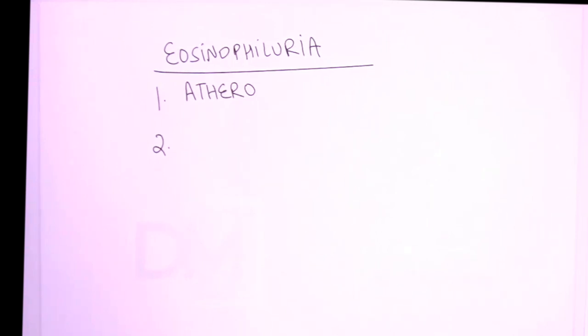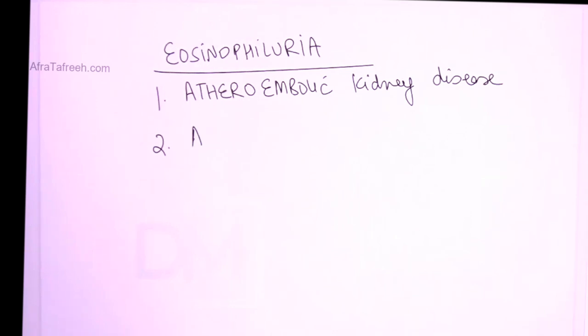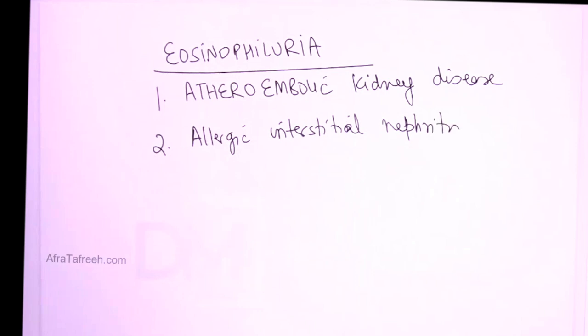If you read eosinophiluria, you have to think in terms of two possibilities which will be described in the subsequent lectures: atheroembolic kidney disease, a complication that is seen with coronary angiography, and the second cause, which is easier to remember, allergic interstitial nephritis. So I repeat my statement: if it says eosinophils in the blood and there is hematuria, then it is schistosomiasis. But if you read eosinophiluria, it is atheroembolic kidney disease and allergic interstitial nephritis.